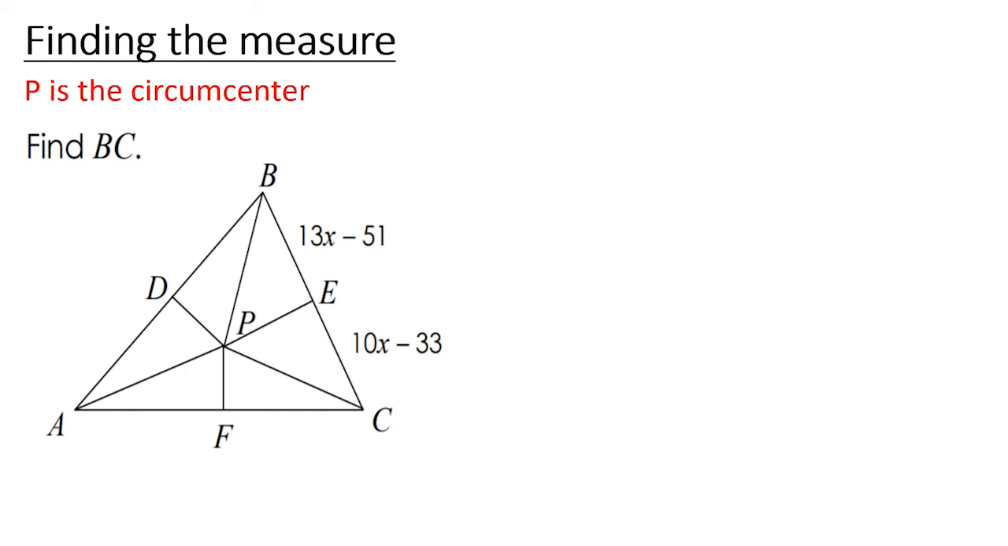For this particular problem, we want to find the measure of BC, and we're given that P is the circumcenter. Since P is the circumcenter, that is the point of concurrency, where all of the perpendicular bisectors meet. That would make PE a perpendicular bisector, because it goes from P to the side. And that would make BE and EC equal, because a perpendicular bisector cuts each side into 2 equal parts. So in order to find BC, first we need to find x.